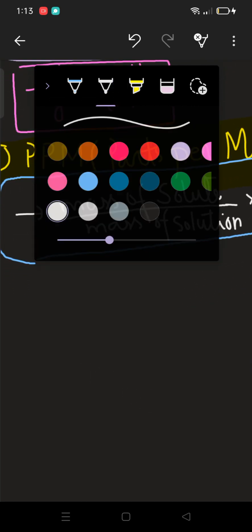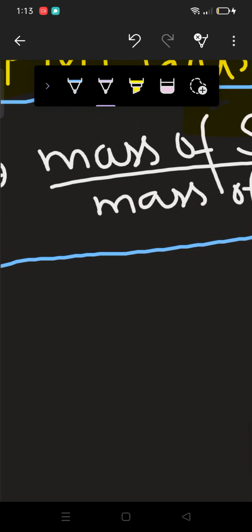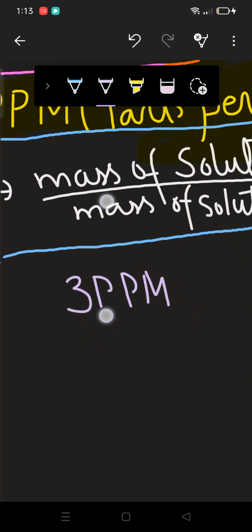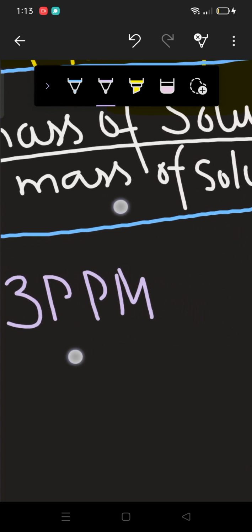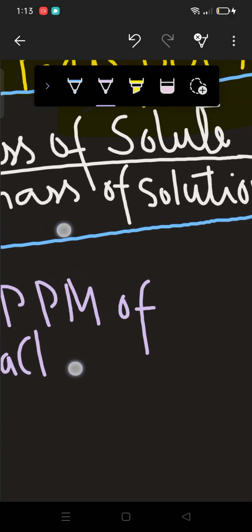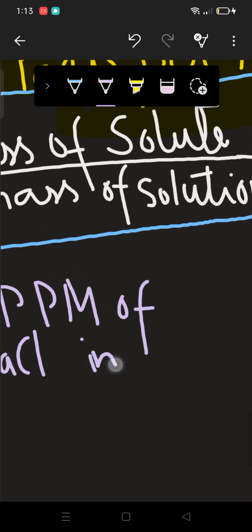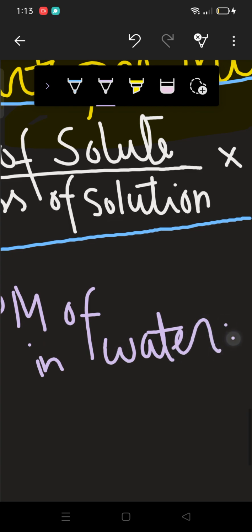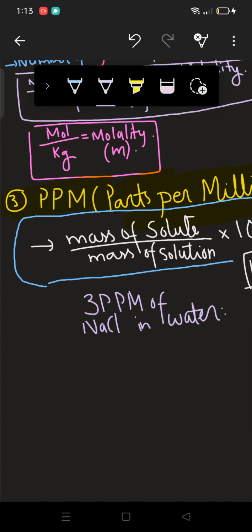Now see, let's see an example. Okay, for example, if we have 3 ppm, what does it represent? Or 3 ppm of NaCl in water. Now what does it represent basically? Let me tell you that. Now see, 3 ppm of NaCl in water.